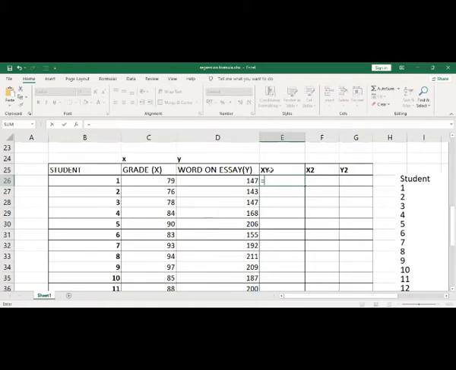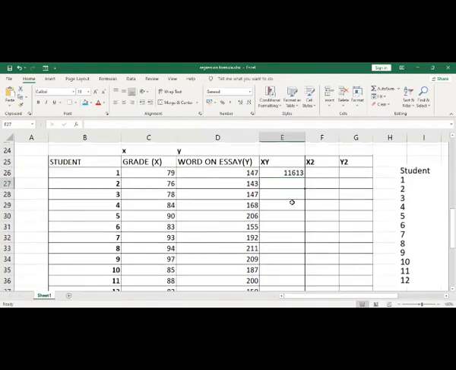Then, anong gawin sa x and y? So multiply. So asan ba yung first x value? 79. So click mo yan. Then asterisk. Then click on the y. X times y. Then enter. Automatic, imumultiply niya. So yun, no? Magic. Sir, do we have to do this 11 more times?